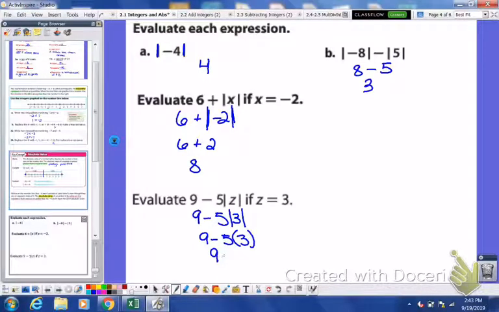According to our order of operations, multiplication comes before subtraction, so 9 minus 15. And if you guys are not used to working with negatives yet, don't worry about it. That's coming up in later lessons. Just know that our answer is -6.